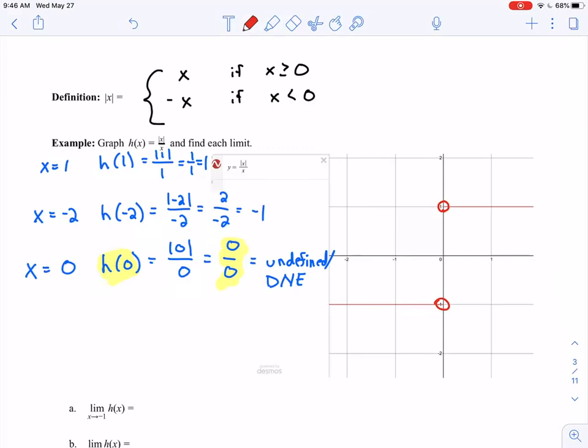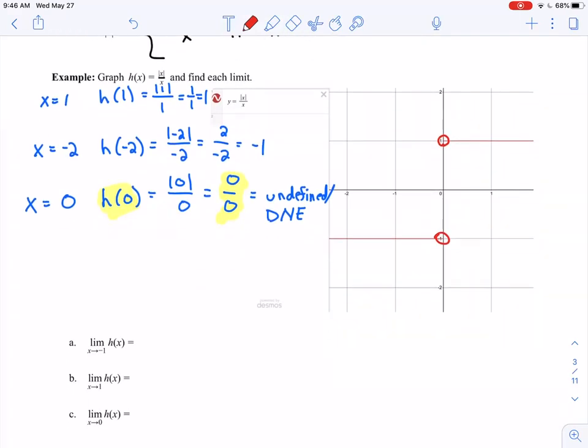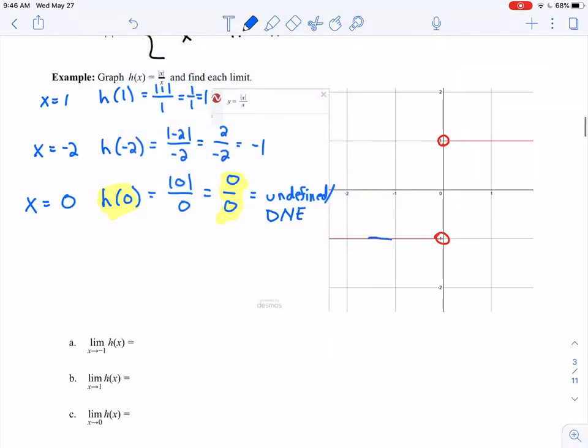So here I'd like to just look at some limits of this function. Here in part A says the limit as x approaches negative 1. So here, as I approach negative 1 from each side, here's one, here's the other. It looks like they're pointing at the same y value. They're both pointing at this point right here, which has a y value of negative 1. So, okay, the limit then must be negative 1.